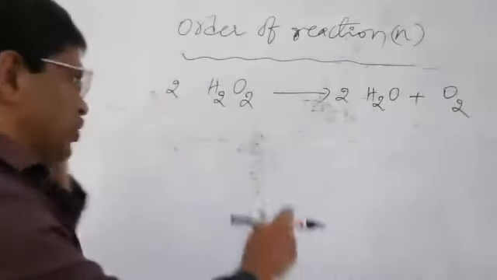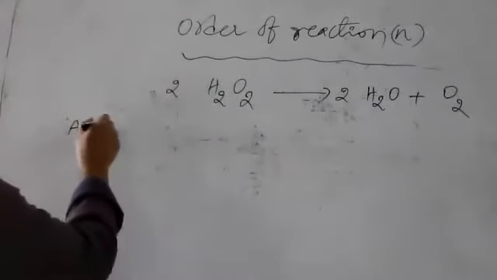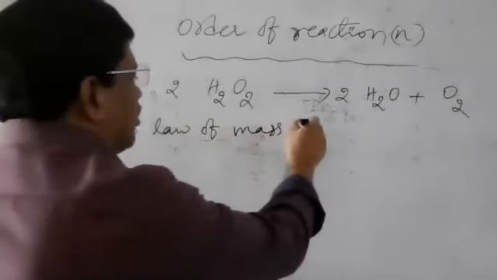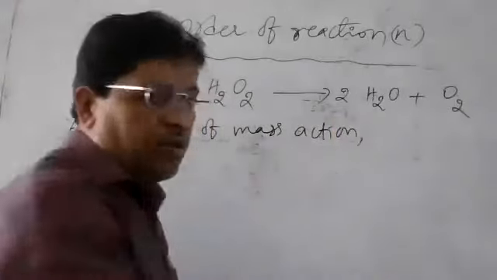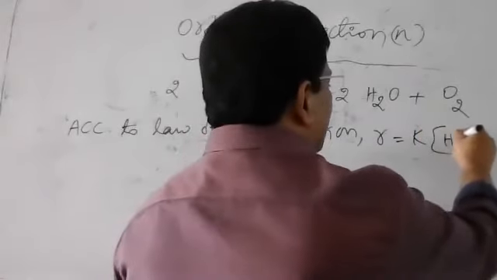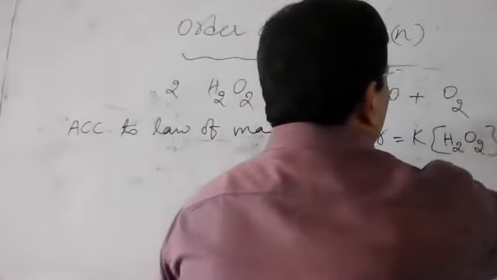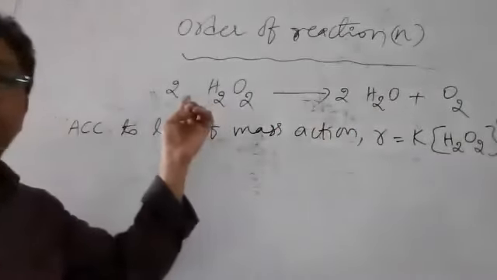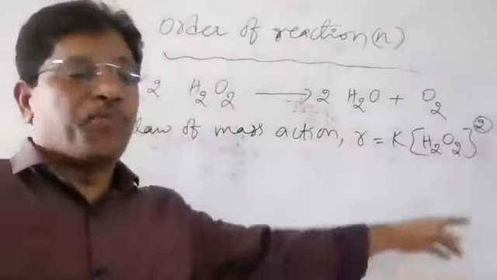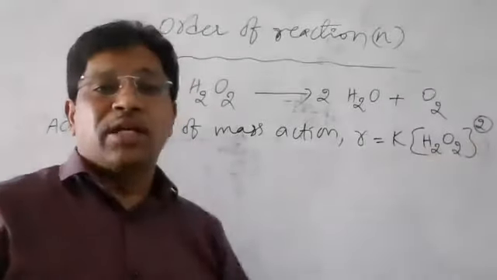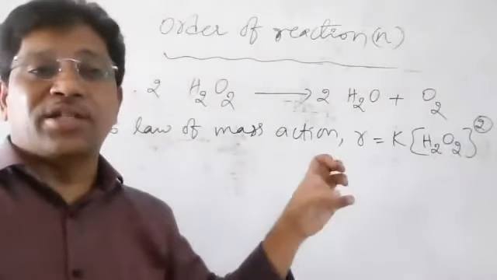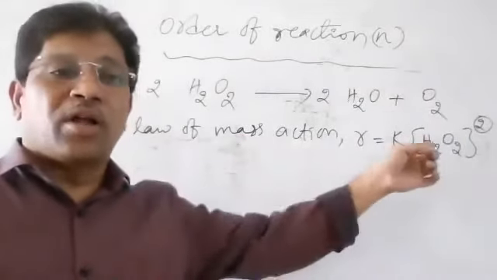Suppose from this equation, according to the law of mass action, what is the rate here? Rate equals rate constant into [H2O2] to the power of 2. Whatever the number of moles of reactant, that will be the power of the concentration of H2O2. So we take the H2O2 concentration to the power of 2. From the concept of the law of mass action, what is the order of reaction now? Order of reaction is 2.